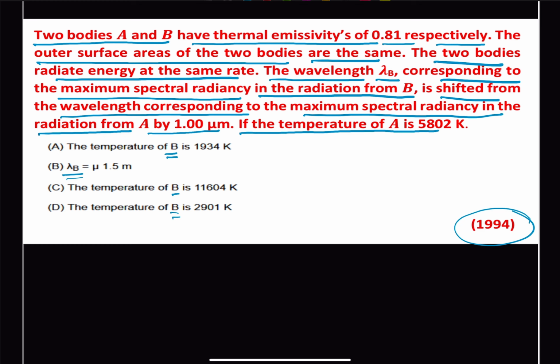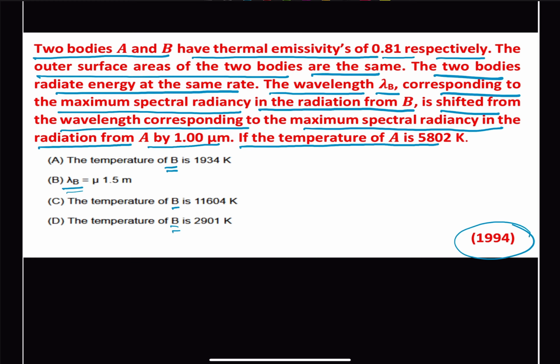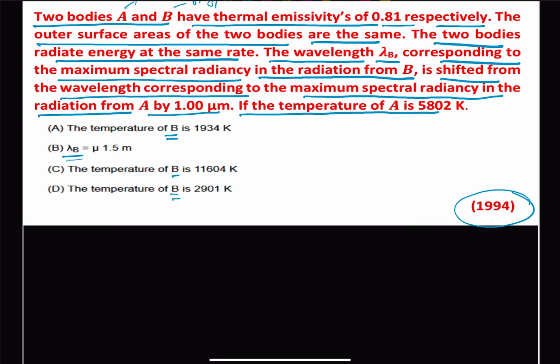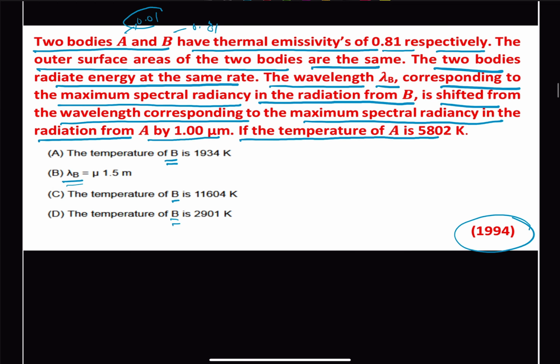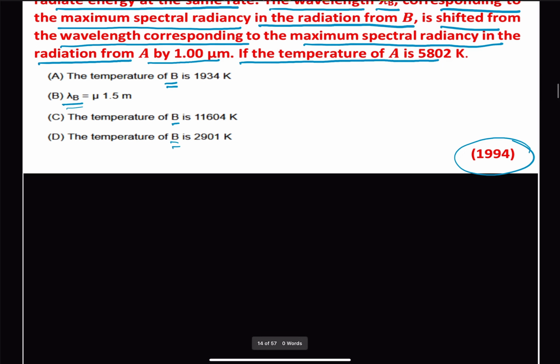Yes, one value is missing here. For B it is 0.81, but for A it is 0.01. That was doubtful here. And hopefully the rest of the data will be correct. Okay, so we have to make this 0.01 and 0.81. Okay, so the emissivities of A and B are given to us.